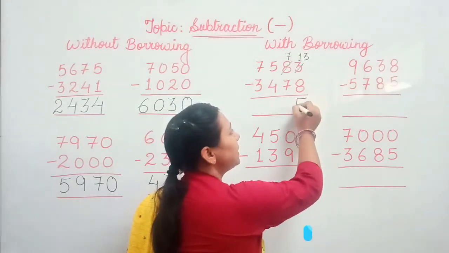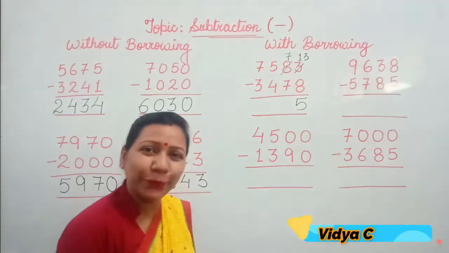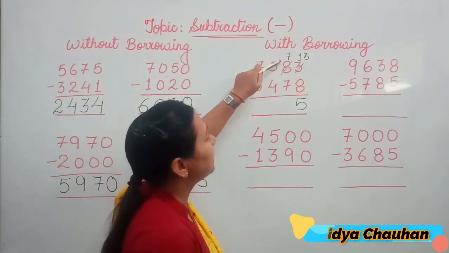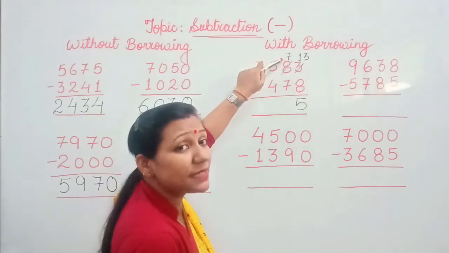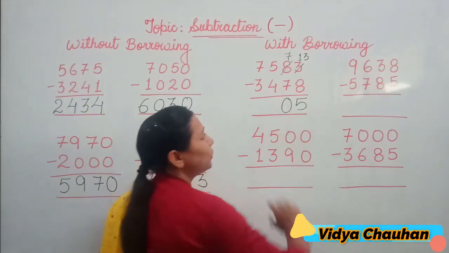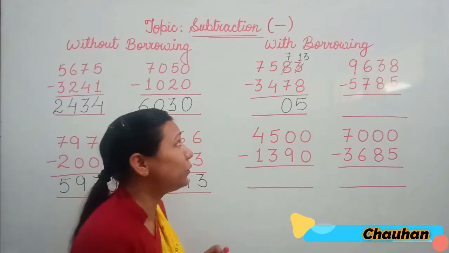What is 13 minus 8? 5. Okay. Now let's subtract the tens place digit. Here we are left with 7. 7 minus 7. What is the answer? 0. 7 minus 7 is 0.